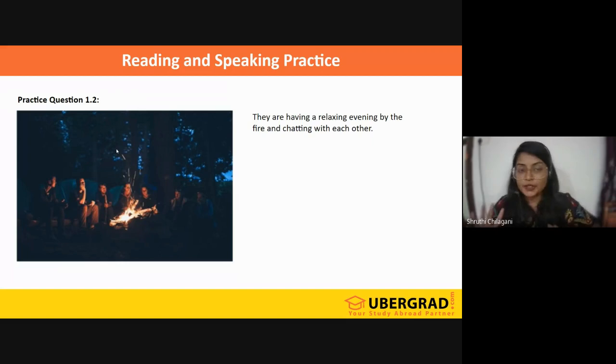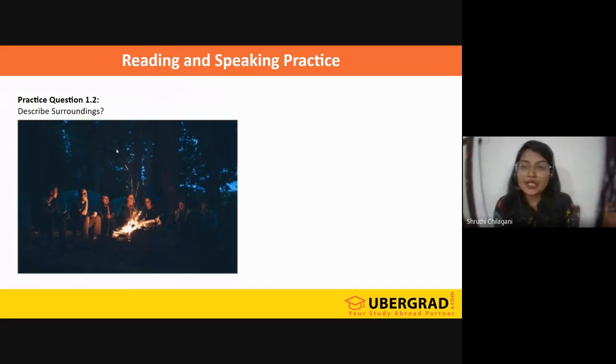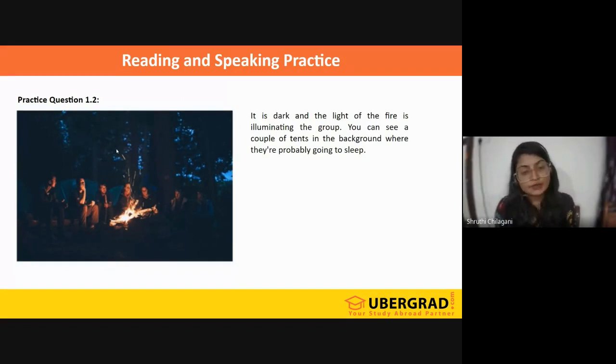Okay, first you are emphasizing about full energy and time while describing each other. They don't look tired, but yeah, let's go. Describe the surroundings. Vinay, you have already done that. You said that from the surroundings, it looks really cold. This could be a cold area. It is dark and the light of the fire is illuminating the group. You can see a couple of tents in the background where they're probably going to sleep. It is not clearly visible to us, so we couldn't notice.